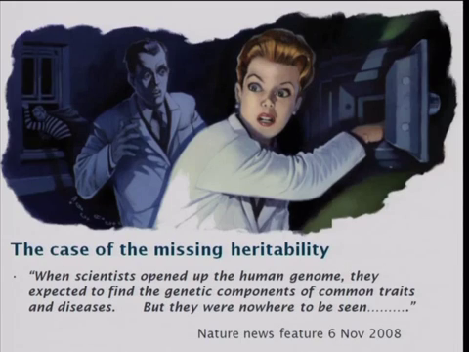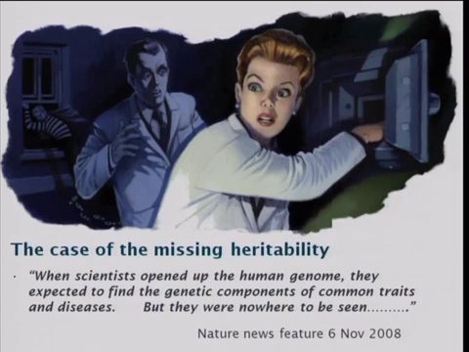And he talks about the case of missing heritability. We've been talking about how these diseases are passed from generation to generation. And he says, when scientists opened up the human genome, they expected to find the genetic components of common traits and diseases. But they were nowhere to be seen. Where had they gone? Someone's stolen them. You can see the burglar. Look, he's going out through the window here with the secret. What's going on? What have we missed?